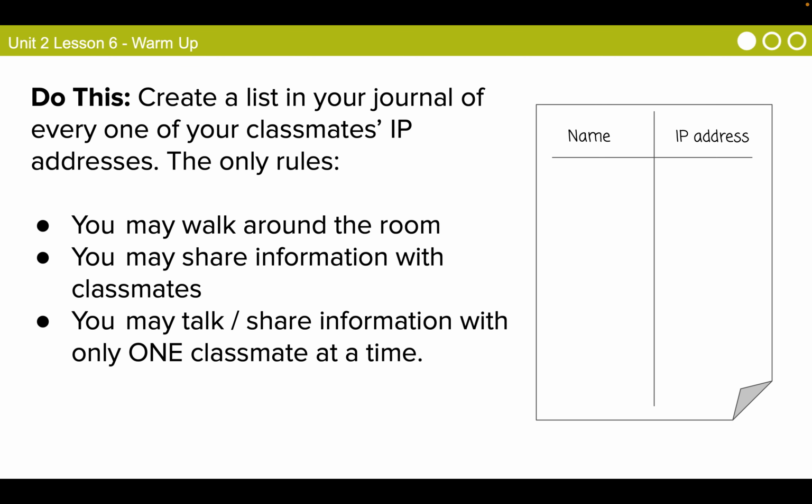And then each student needs a piece of paper or a journal with a T-chart on it, where you'll keep up with the names and IP addresses of every other student. And the goal is to figure out the IP address of every other student in the classroom. So you can walk around the room and talk to one classmate at a time, and you can ask their IP address, but you can also copy down all the information that they have found so far.